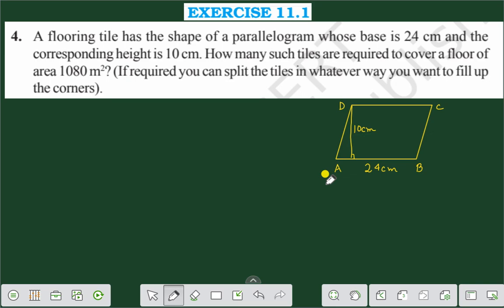Hello everyone. Today we shall discuss exercise 11.1 question number 4.